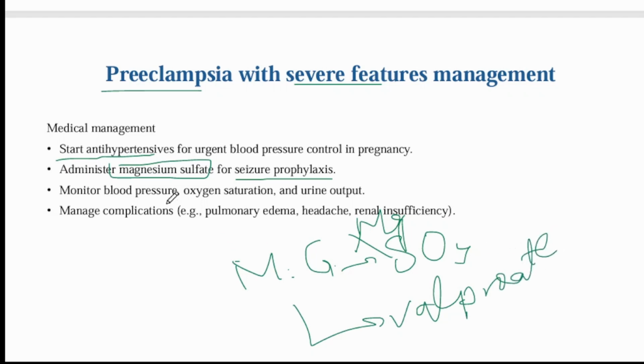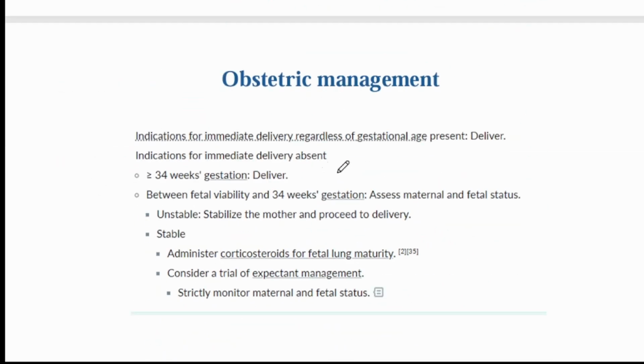In every other patient, we just give magnesium sulfate. Okay, and then we monitor her blood pressure, her oxygen saturation, her urine output, and we manage any complications. And then we have to see if she has any indications for immediate delivery. Okay, so we will learn about indications for immediate delivery.